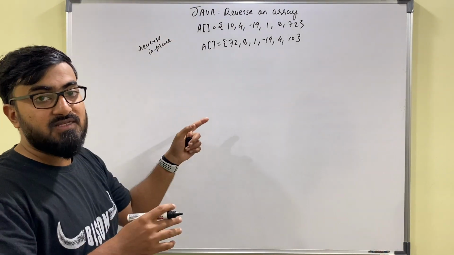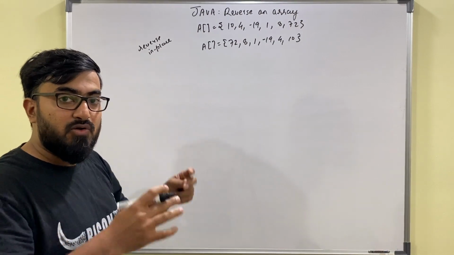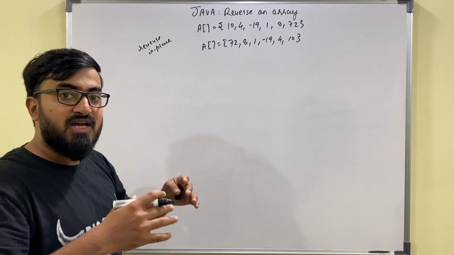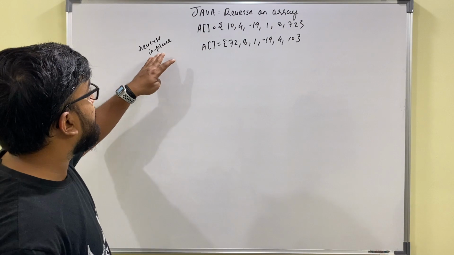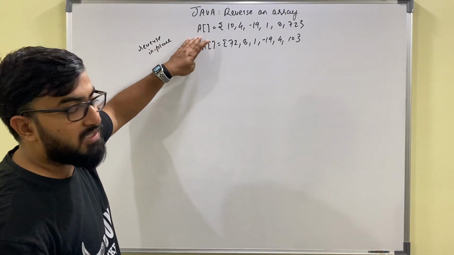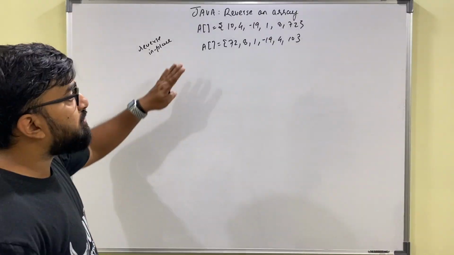In the previous case that we saw, we were creating a fresh array. The original array was unchanged and the fresh array was storing the reverse. In this case, this array is reversed in place. This original array will change. So how do we go about this?